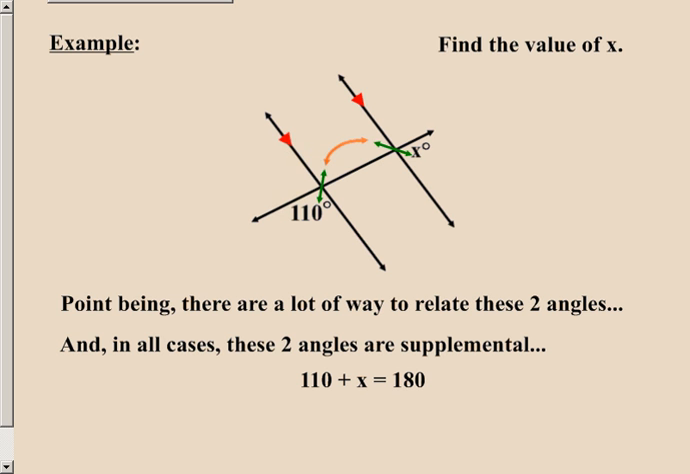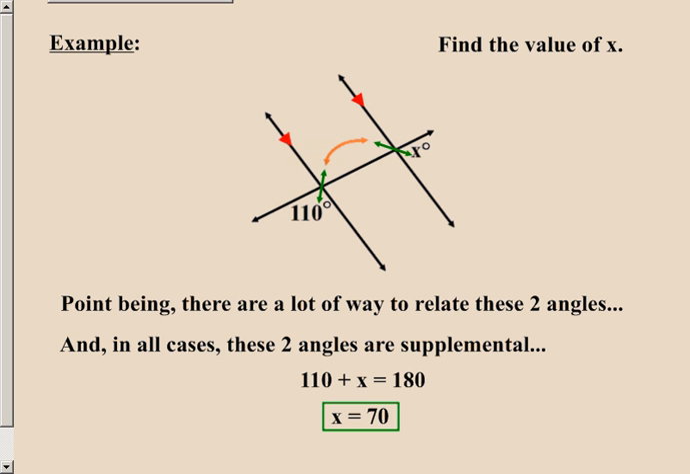So we'd get all the way down to step 3 before we had anything to do, which would be to isolate x, or move everything away from the x value. Actually, it'd be step 4. Subtract 110 from both sides, and obviously x is 70 degrees. So that's a very basic example of how these rules work.